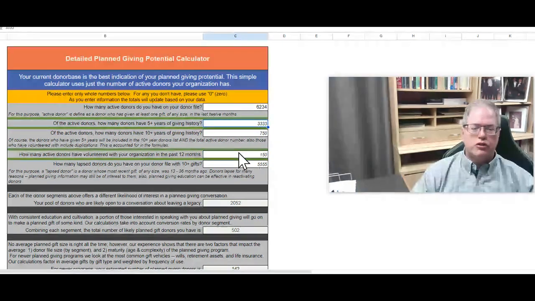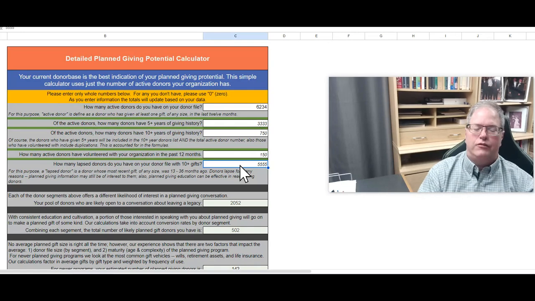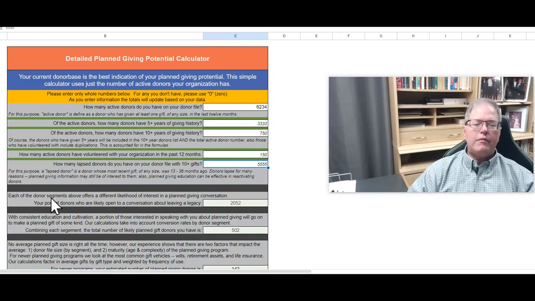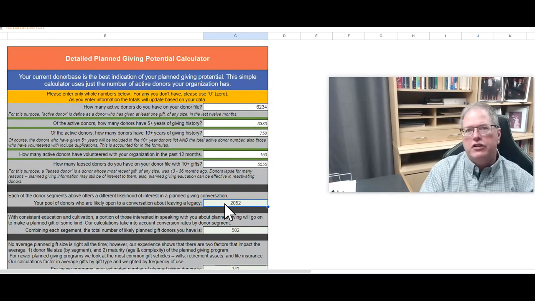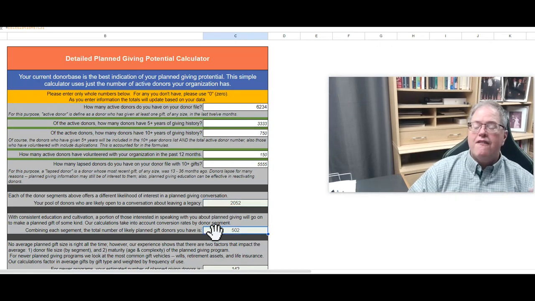These three numbers are all going to be part of this number. This number is different because it isn't an active donor, so it isn't calculated. So it's a different set of numbers, but still important. So we say, okay, of all of these donors and all these different categories of donors, you probably have about 2,052 donors who are open to the idea of a conversation about a legacy. Of those, you probably have 502 people who are going to be interested in a planned gift.